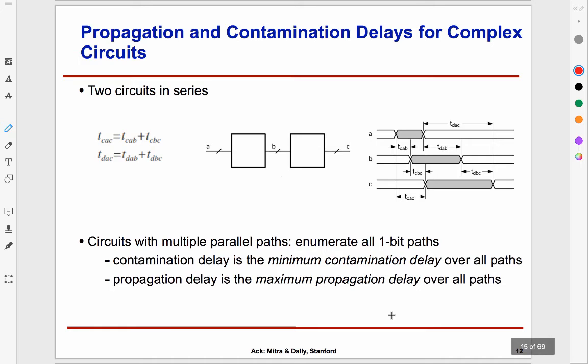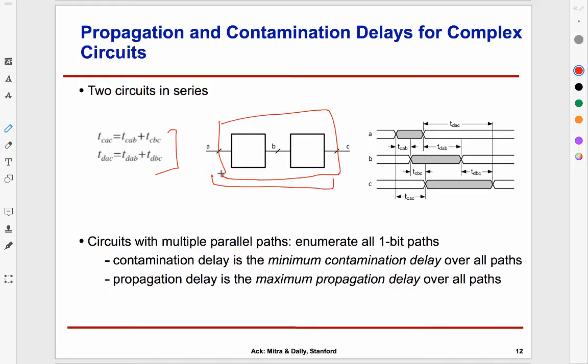So back to our discussion. Now let's look at how these contamination and propagation delays behave. There are a couple of composition rules. One is if circuits are in series. If I take a combinational logic block and feed its output to the input of another combinational logic block, then propagation delay and contamination delay both add up. So the contamination delay of the big outer circuit would be the sum of the contamination delays of the two internal circuits, and likewise for the propagation delay. You can intuitively verify this from the diagram, and it follows from the definition.